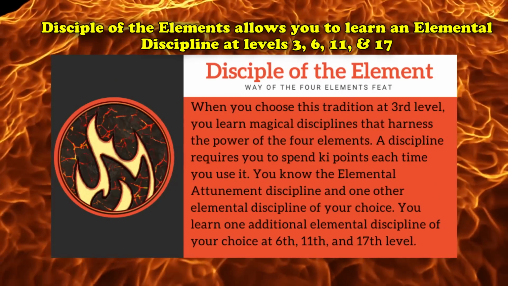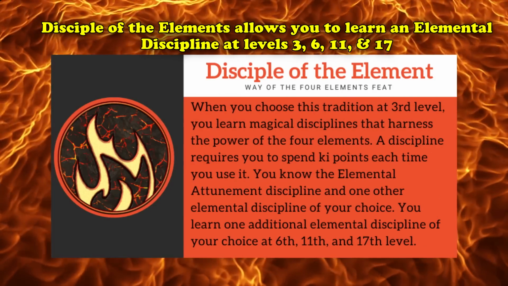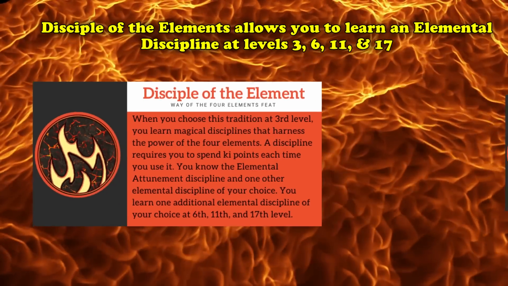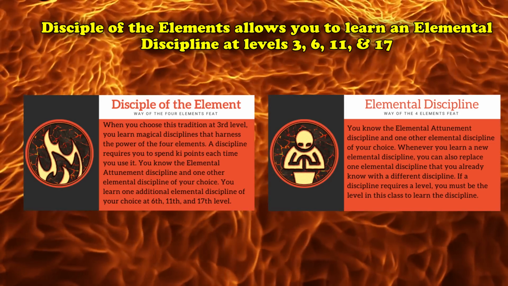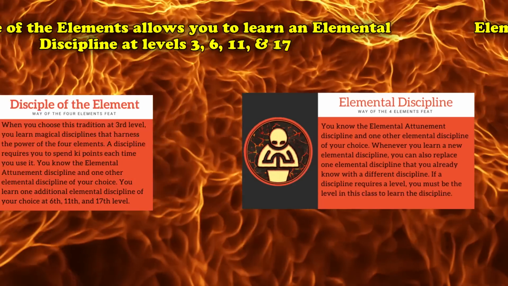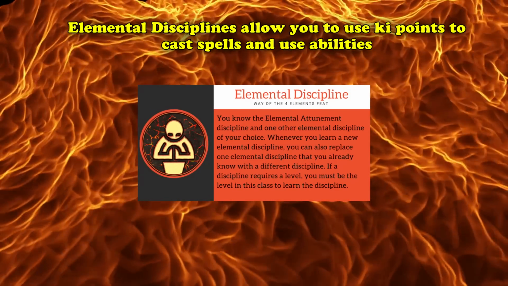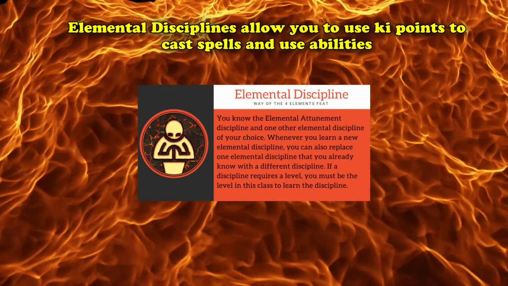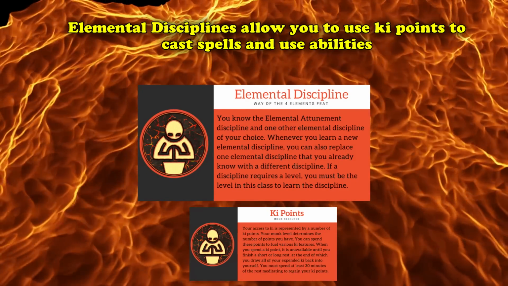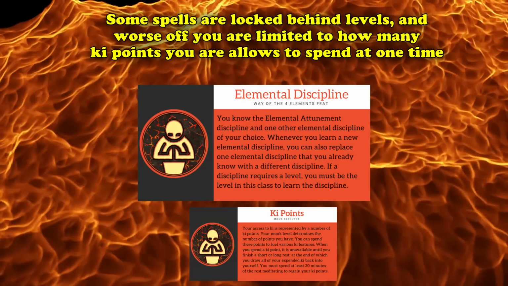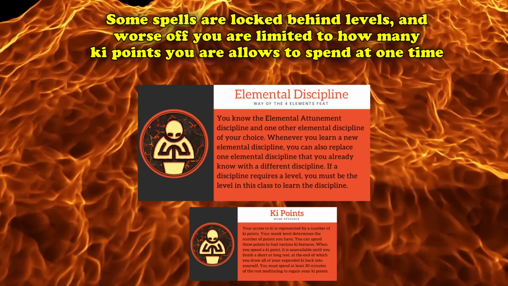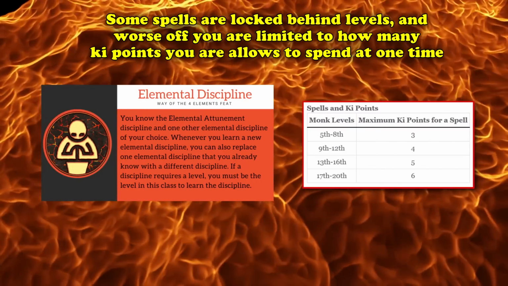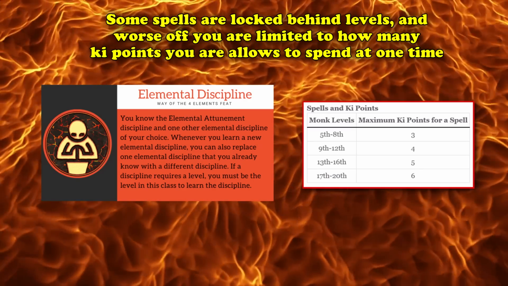The way this works is at 3rd level, you gain the Disciple of the Elements feature, which allows you to learn an Elemental Disciple when you first learn this feature, another one at 6th, 11th, and 17th level. Elemental Disciple basically allows you to learn how to cast spells or perform different abilities by spending ki points in order to do so. Some of these spells and abilities are locked behind level, and you're limited to how many ki points you're allowed to spend at one time when casting a spell, as dictated by the table.